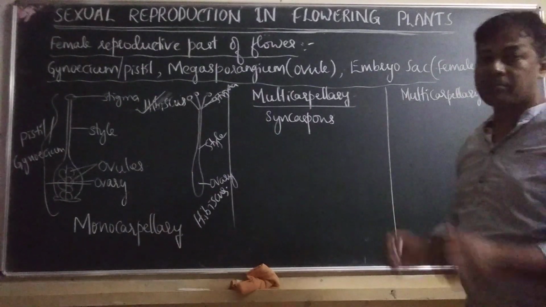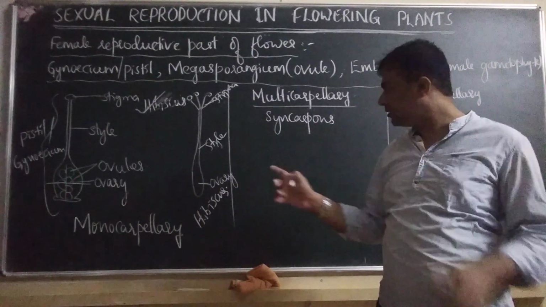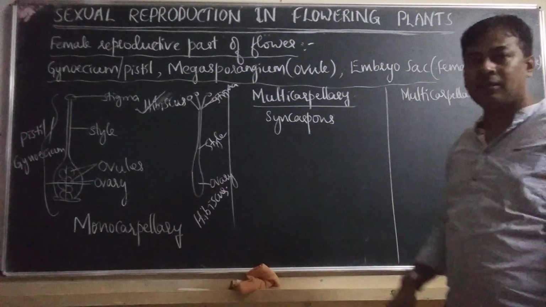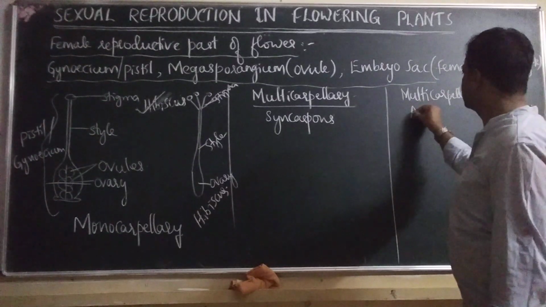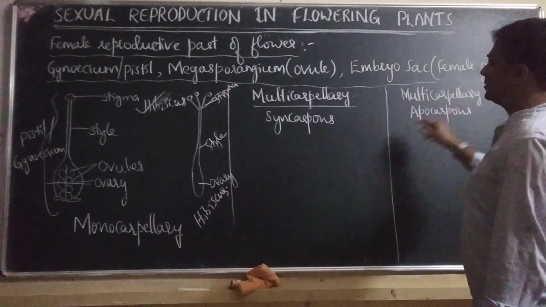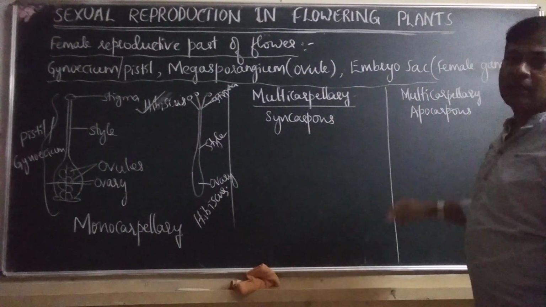But if the carpels are many but they are separate, and if they are joined together, it is syncarpous. Okay, if they are separate, then they are apocarpous. Here it is multicarpellary syncarpous. There it is multicarpellary apocarpous.